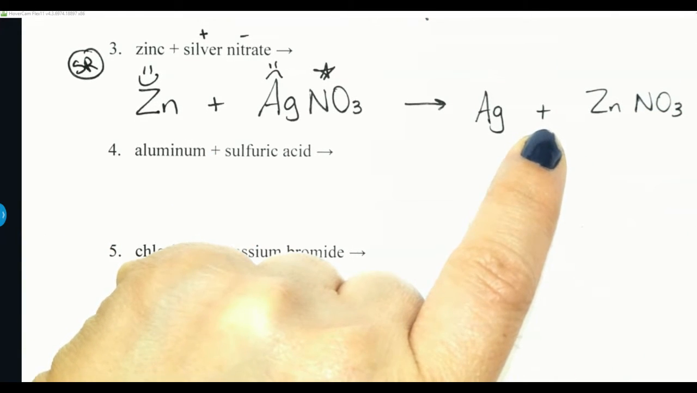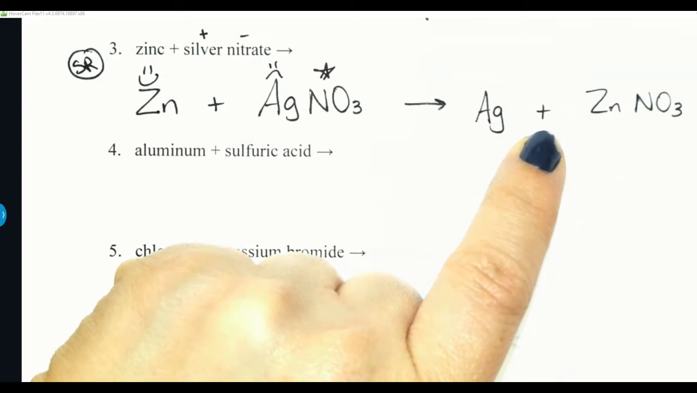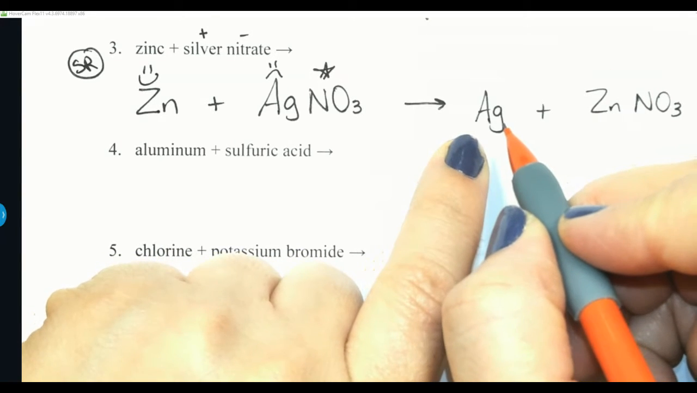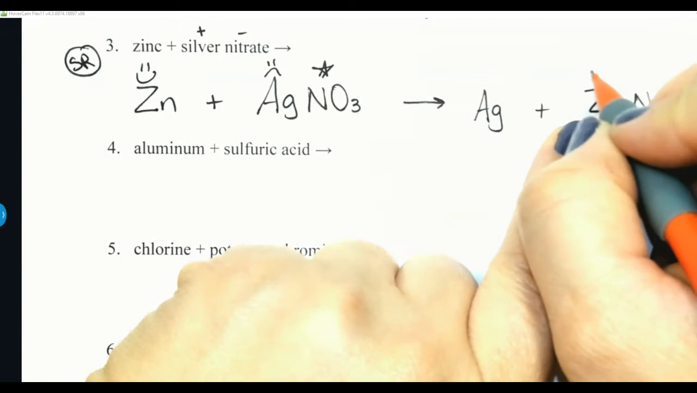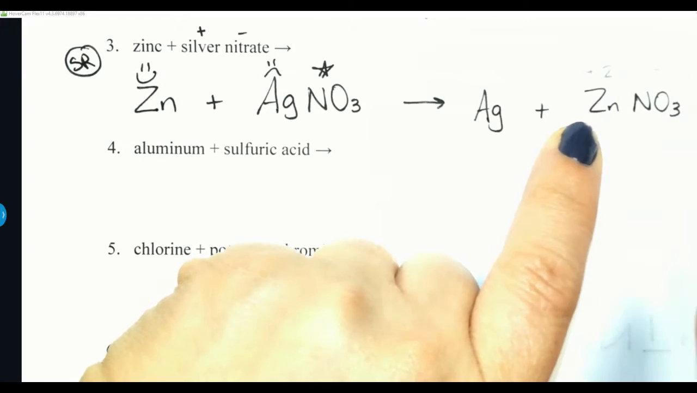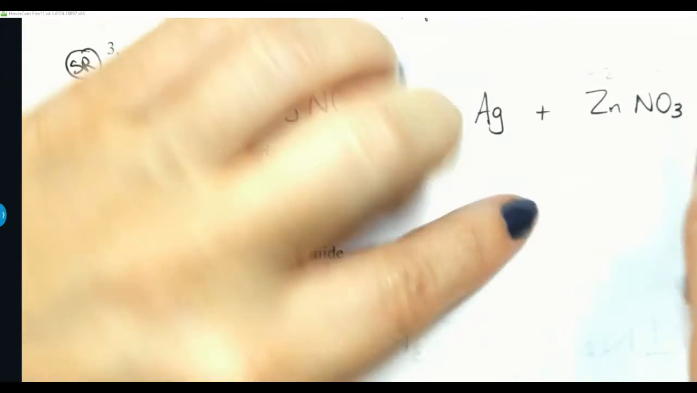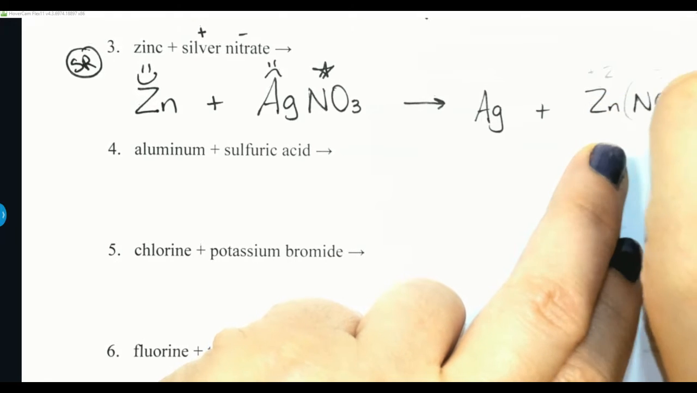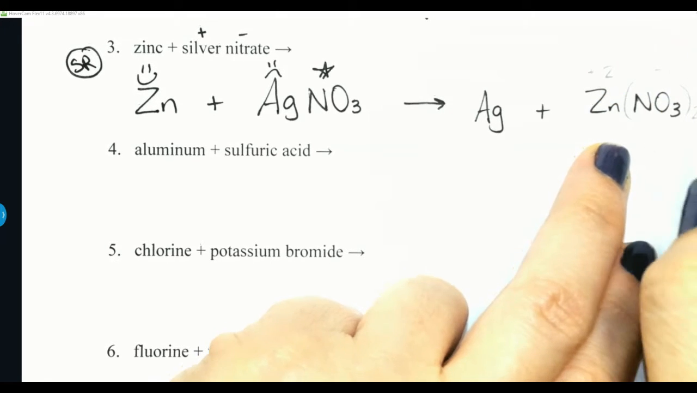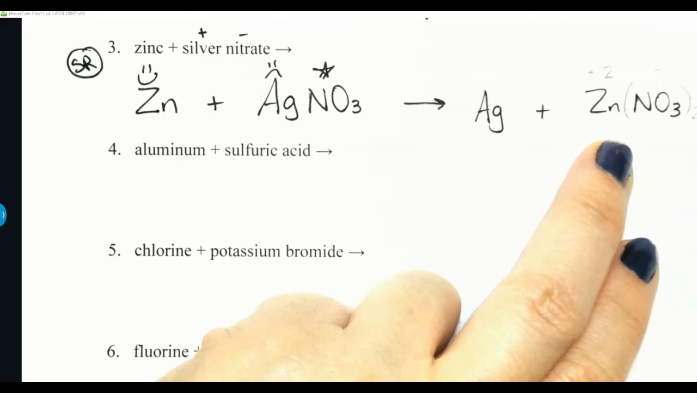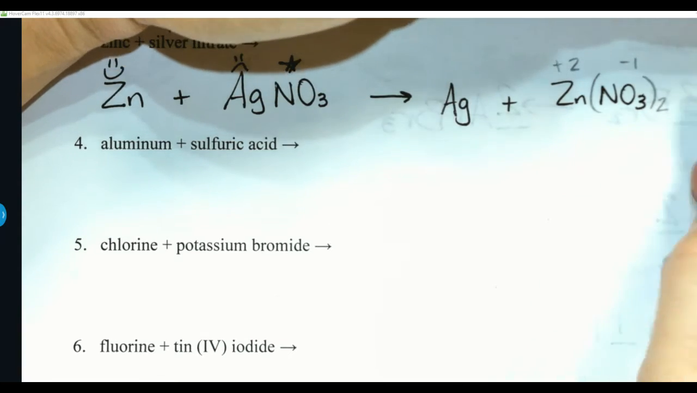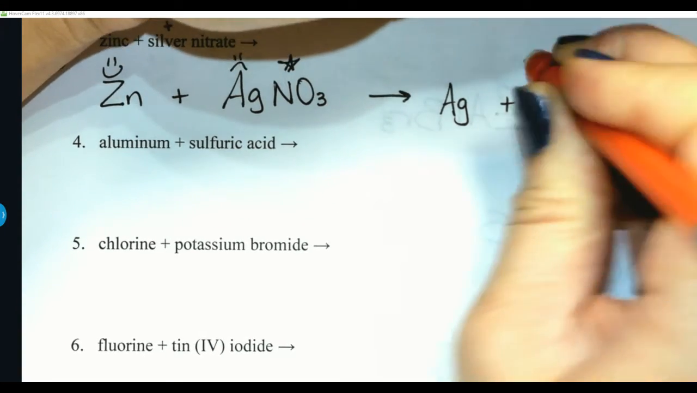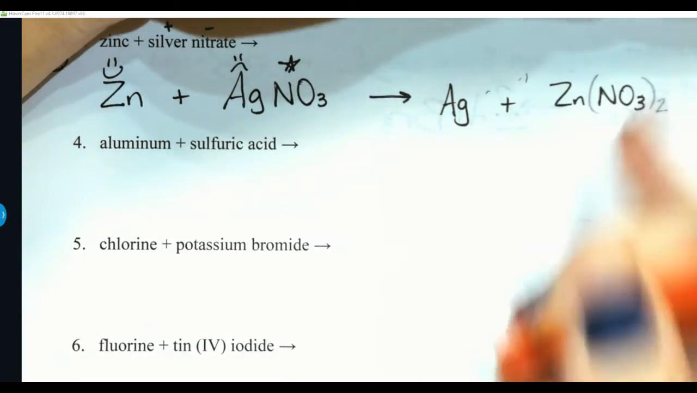We need to make sure we have all the correct subscripts. So is this a diatomic? No, it's not, so it's good. Here, this has a charge of +2, that has a charge of -1, and so I'm going to crisscross, which is going to make this have a subscript of 2, and I'm going to put it in parentheses. So I put nitrate in parentheses, subscript of 2. I'm going to erase the charges because I don't need them anymore.